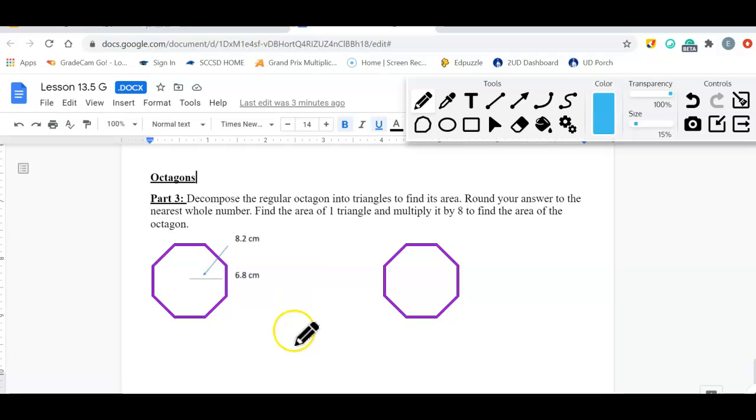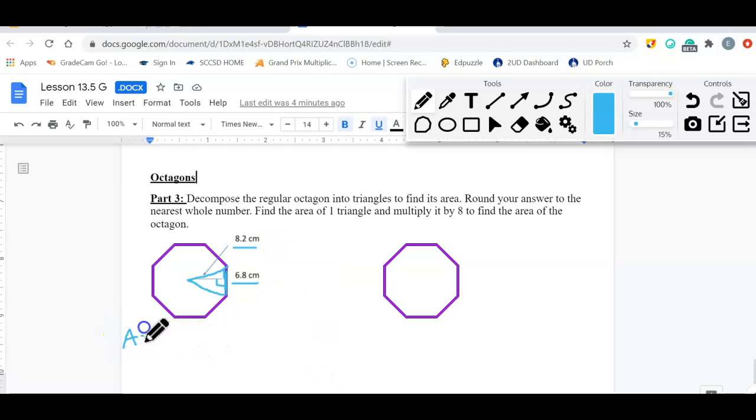Hopefully you've given it a try. Let's go ahead and decompose this regular octagon into some triangles. So if I draw a triangle here, that point right there is the midpoint. Bring it back to another vertice. Here's one triangle. That triangle's base is 6 8/10. The height of that triangle is 8 2/10 centimeters.